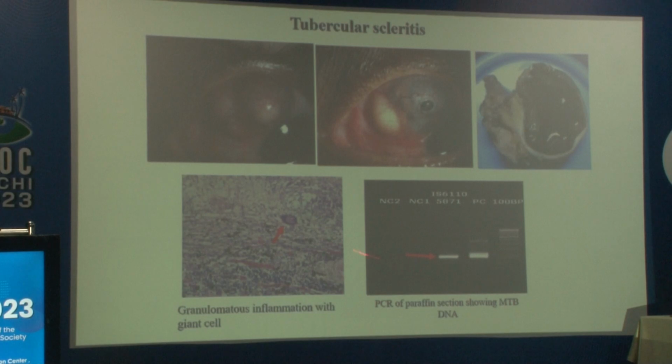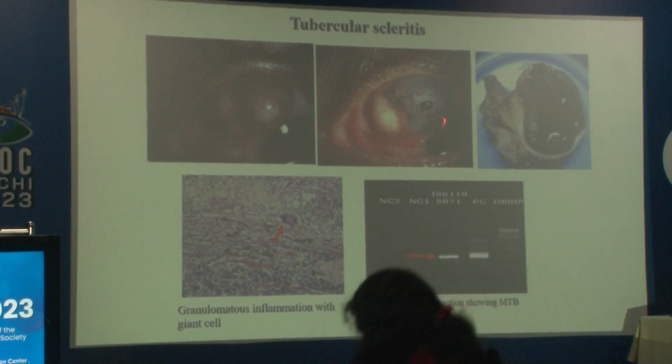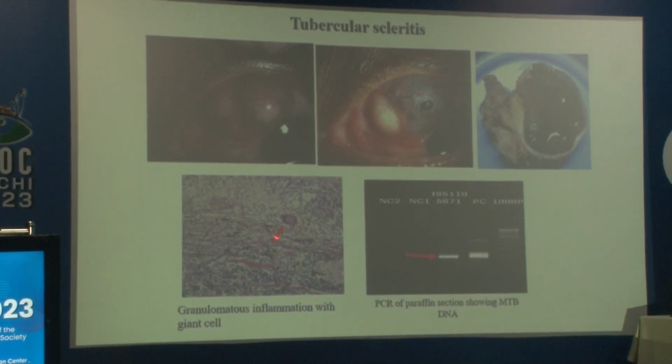And this is an unfortunate case of a scleritis, which was treated wrongly by me with steroid and immunosuppressive agents. We didn't know that this is a TB. It masqueraded as non-infectious uveitis. IVMP was given. Patient lost follow-up. When he came, there was a perforation and the painful blind eye was removed.